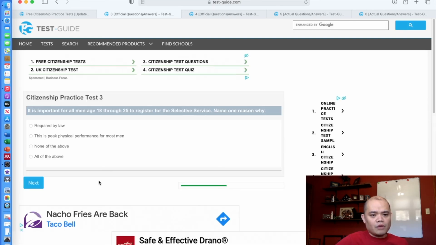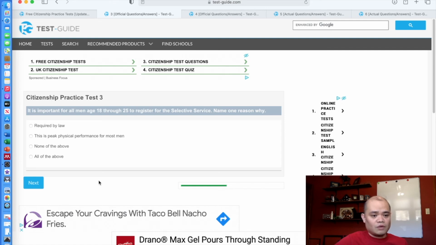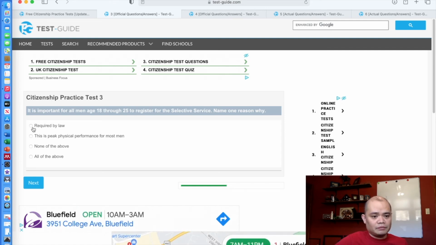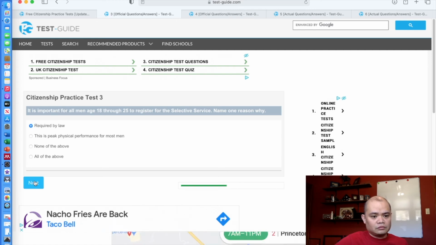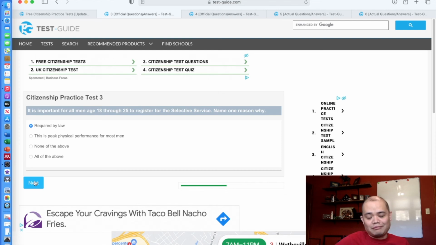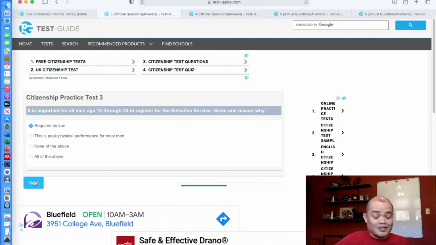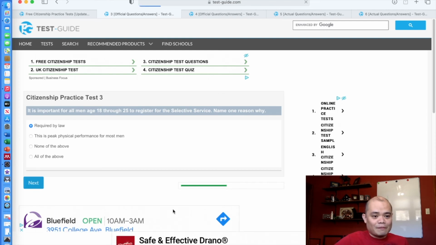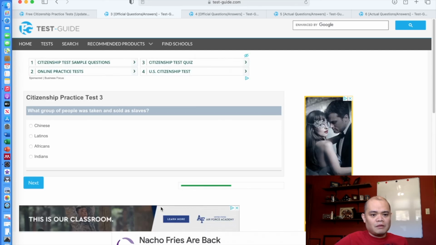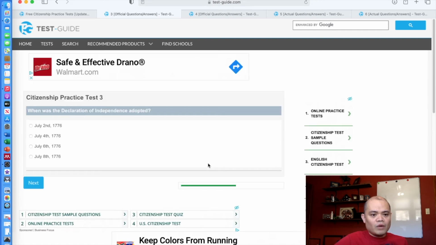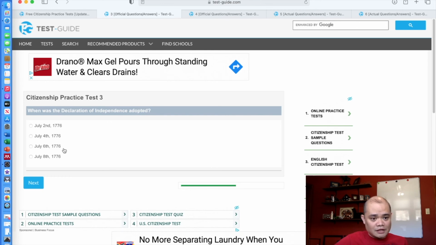It is important for all men aged 18 through 25 to register for the selective service. Name one reason why. Well, it's required by law. This is peak physical performance for most men, which is true as well, but it's not the reason. What group of people was taken and sold as slaves? That would be Africans. When was the Declaration of Independence adopted? That will be July 4th, 1776.